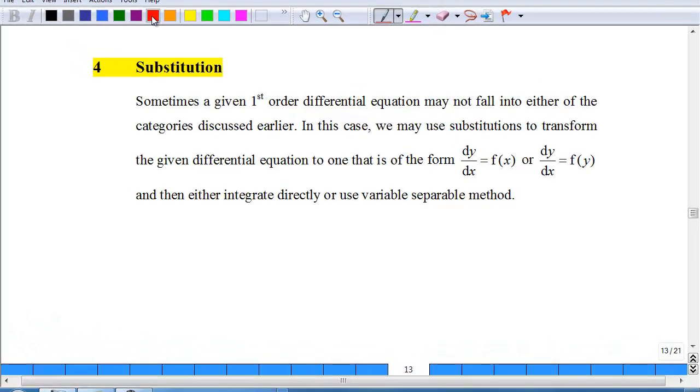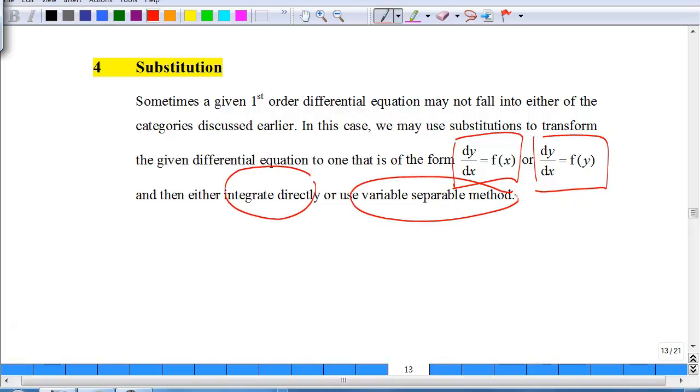Either dy/dx equals f(x) or dy/dx equals f(y). Then we need to integrate directly or use variable separable. Direct integration we already touched on, and variable separable we've also already talked about. So let's look at the next example, example 7, which actually uses substitution.